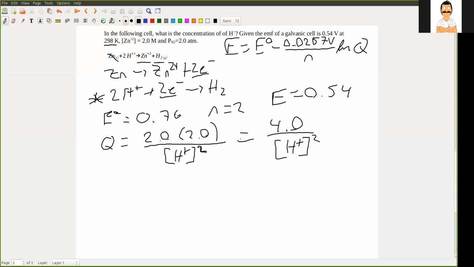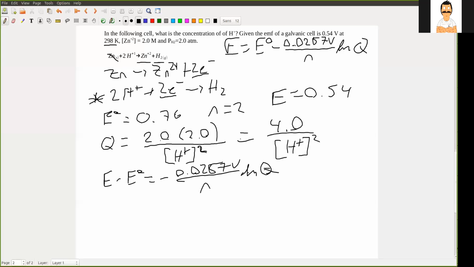Now what we're asked to do is find the concentration of H plus. So we need to reformulate the Nernst equation to accommodate that. First we will bring our E at standard state over. So E minus E naught is equal to negative 0.0257 volts over N, natural log of Q.